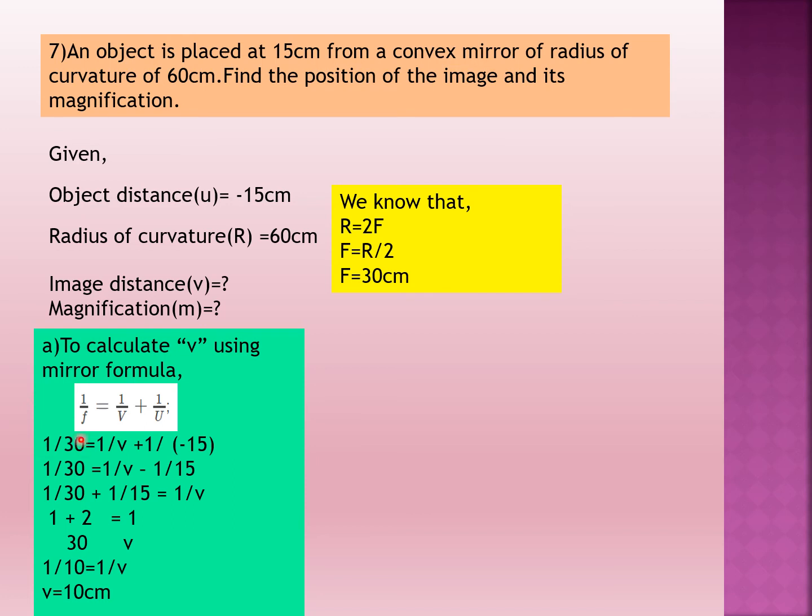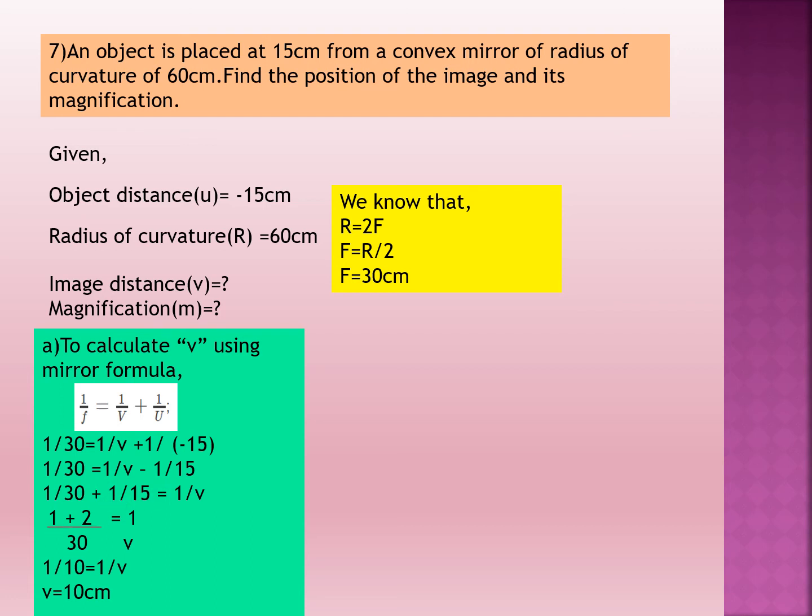So 1 by 30 is equals to 1 by v plus 1 by u. u is minus 15. We're keeping it along the sign convention. Okay, so this was in denominator, minus sign, we'll bring it in numerator. So plus minus will become minus. So now we're left with 1 by 30 equals to 1 by v minus 1 by 15. See, now we need this v, so we'll have to send this 1 by 15 to the other side. If it was minus here, on the other side it will become positive 1 by 15, right?